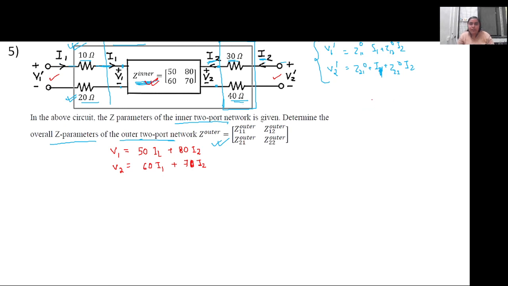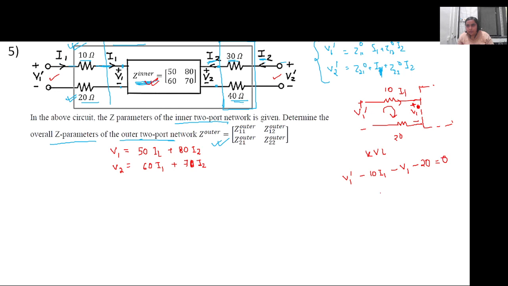Now we apply KVL to the input side. There is a two-port network connected. What we only care about is this V1 voltage, and for the outer circuit this is V1 dash. So 10 and this is 20, I1 is flowing here. We apply KVL in this particular loop. We will get V1 dash minus 10 I1 minus V1 minus 20 I1 will be equal to 0.